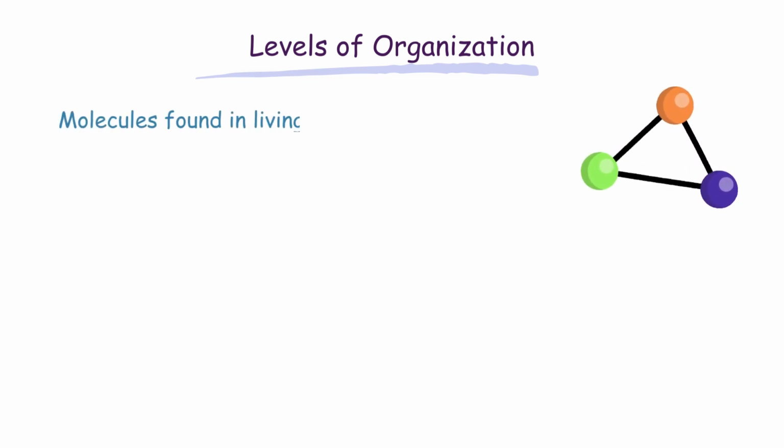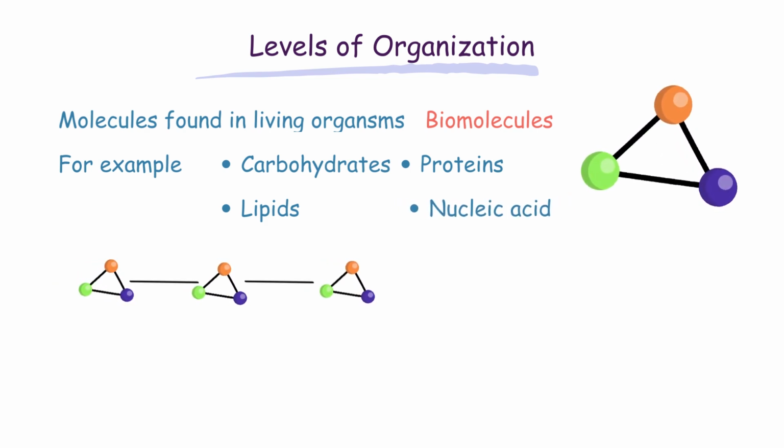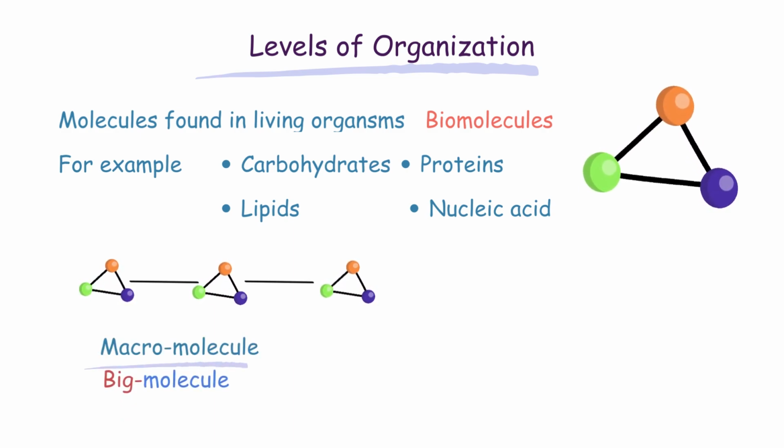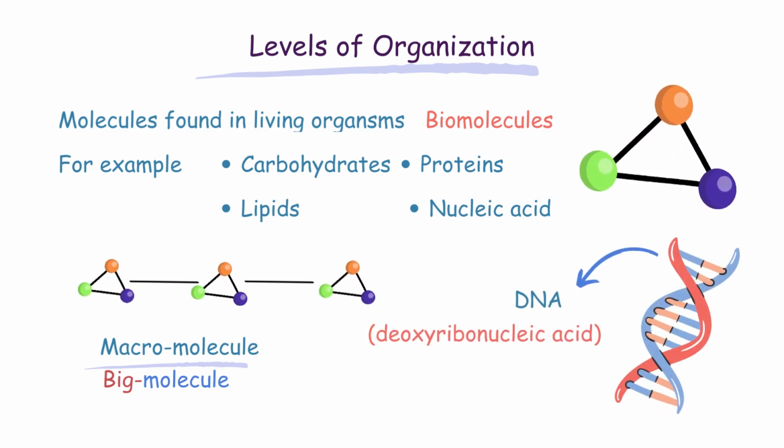When these atoms team up and hold hands, they form molecules. It's like a friendship that keeps them together. The molecules found in living organisms are called biomolecules, such as carbohydrates, proteins, lipids, and nucleic acid. These molecules group together in the form of chains to form macromolecule, or simply a big molecule. One incredible example of a macromolecule is DNA, or deoxyribonucleic acid. It's like a magical recipe book for all living things because it holds all the information.